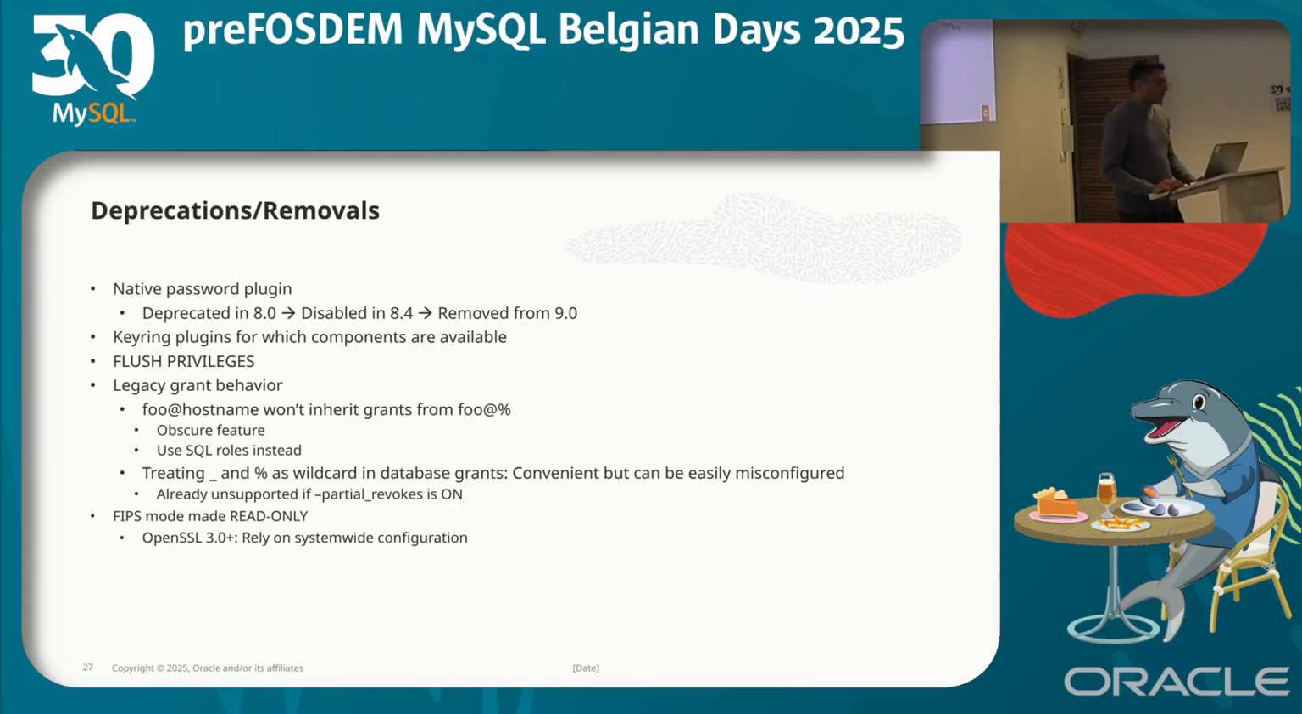Last but not the least, deprecations and removals. Native password is finally gone, deprecated in 8.0, disabled by default in 8.4, and may it rest in peace in 9.0. So if you are still using native password, I strongly suggest moving to caching SHA-2. I already talked about keyring. We have also deprecated flush privileges, by the way. We realize that now everybody is using create, alter, drop, and so on and so forth, so there's no need for flush privileges anymore. At some point of time we'll remove it completely.